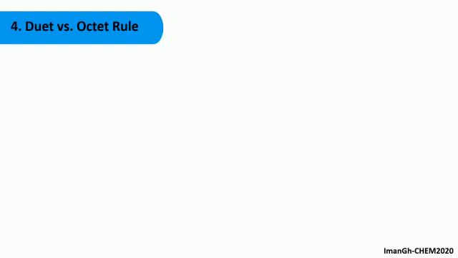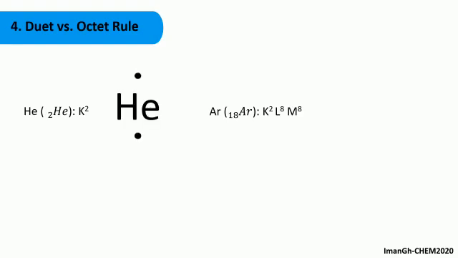Each atom is saturated by a different number of electrons. Example, helium, its electron configuration is K2, while argon is K2L8M8. Since the outer energy level for helium is K, then it is saturated by 2 electrons only, while argon is saturated by 8 electrons since its outer energy level is M.